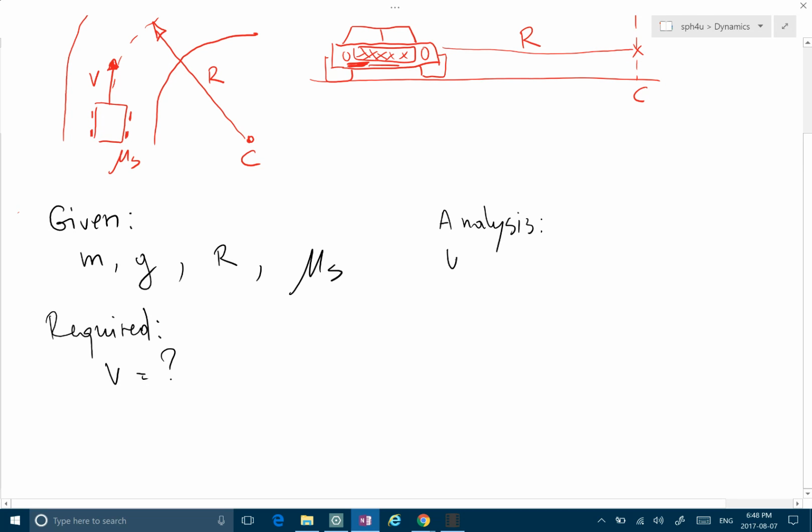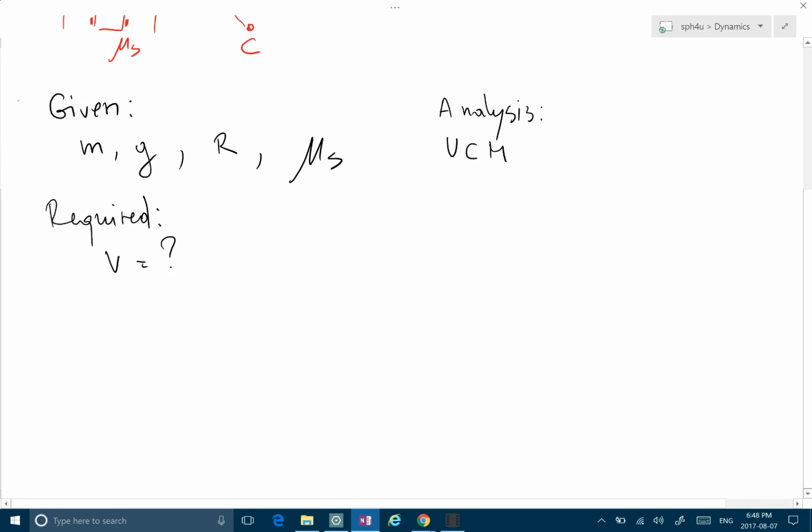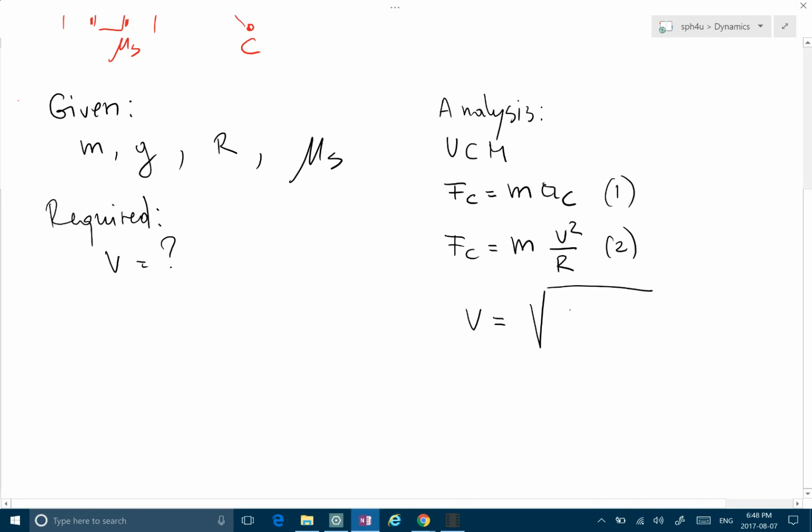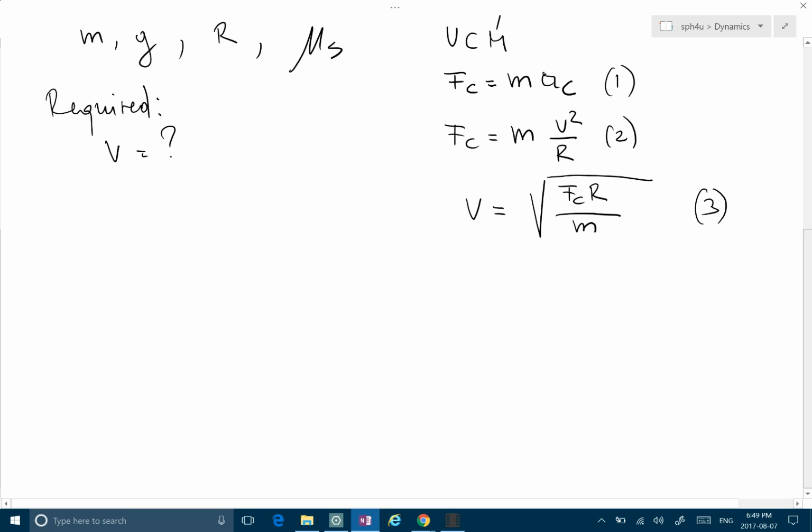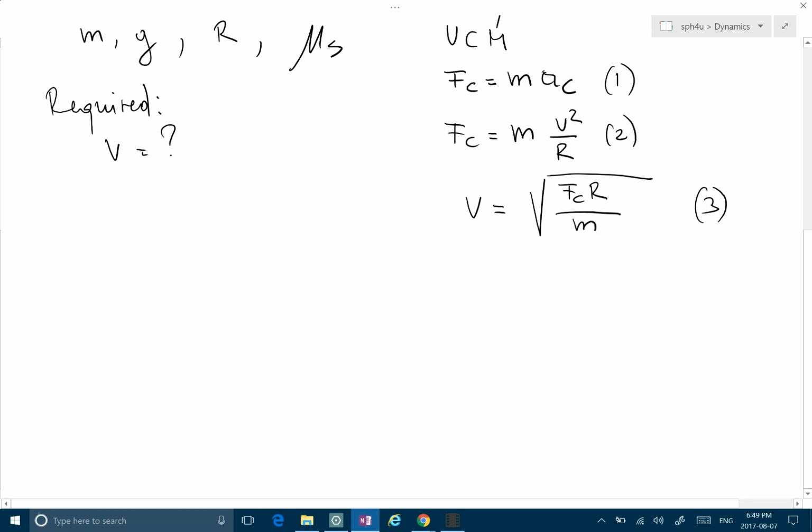is, first of all, realizing we're dealing with uniform circular motion, so we're assuming constant speed throughout the negotiation of the curve. The equation is pretty straightforward. Fc equal to mass times centripetal acceleration, right? And we know that centripetal acceleration is v squared over r. So since we're looking for the velocity, it is going to be the square root of Fc times r over m, right? So we need to find what is Fc in order to be able to continue.